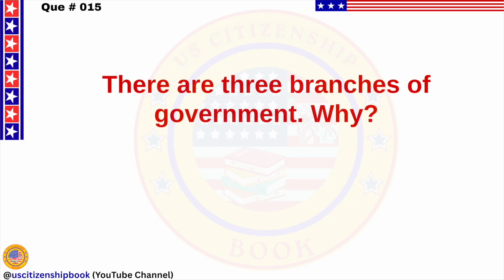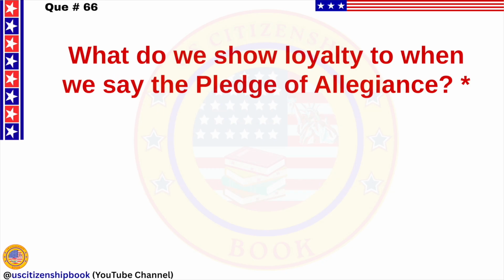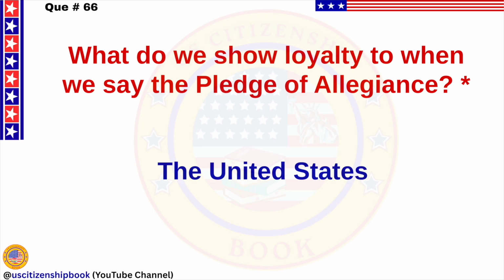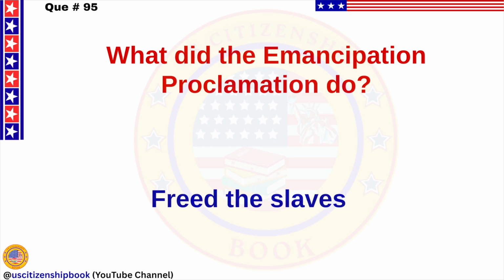There are 3 branches of government. Why? Checks and balances. What do we show loyalty to when we say the Pledge of Allegiance? The United States. What did the Emancipation Proclamation do? Freed the slaves.